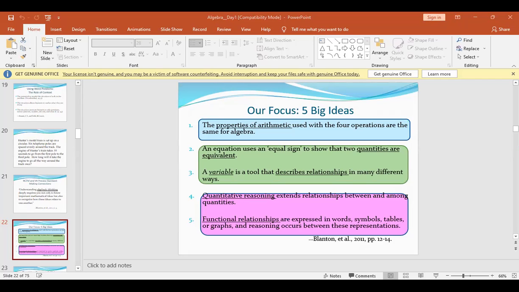O, sino yung nagsagot? Valiente, ma'am. O, sige, mag-record tayo ng score ngayon. Tingnan natin kung sino ang walang score.